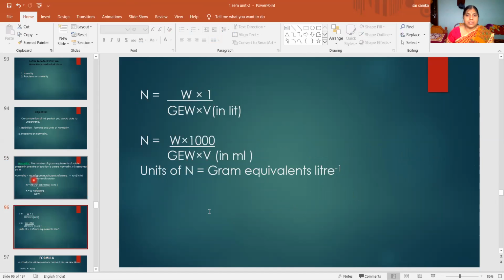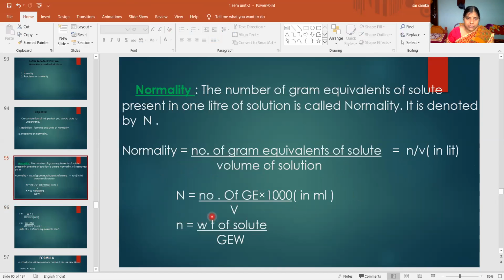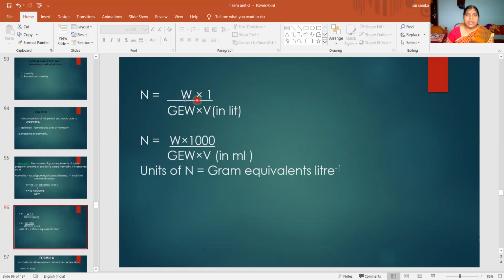So here if you observe, N is equal to weight of solute by gram equivalent weight. In one class we discussed gram equivalent weights of the molecules. Each and every molecule has some gram equivalent weight. So in molarity what will we take here? GMW. Whereas in normality what will we take? GW. That is the difference.